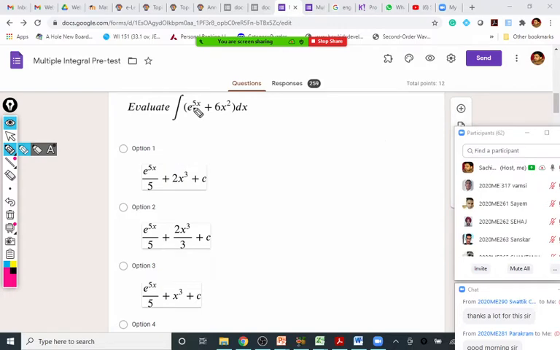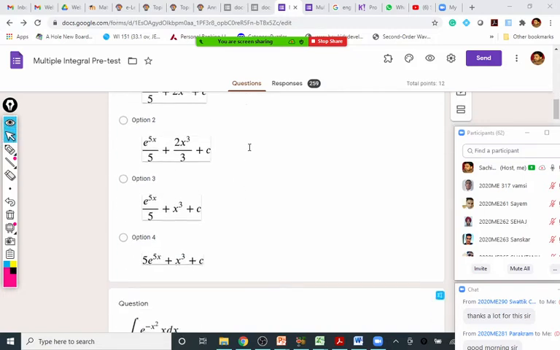Because the exponential function e raised to 5x is there, the integral of e raised to 5x is e raised to 5x upon 5. The integration of x square is x cubed by 3, but that gets cancelled and you get 2x cubed. So the first option is the correct option. Good. So that is about the first question. Let me move to the second question here.